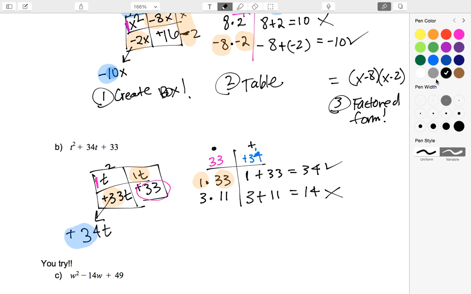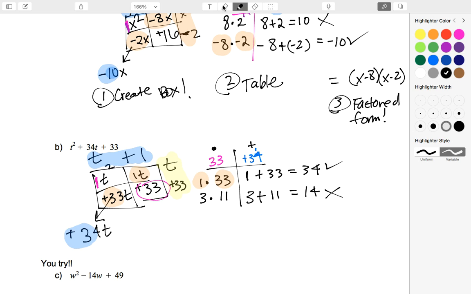Okay. So in this case, what two variables multiply to give me t squared? Well, I know that's a t and a t. And then what times t will give me 1t, positive 1, and then t, or 1 times what will give me positive 33? Well, just positive 33. So those are my factors, t plus 1, and then t plus 33.